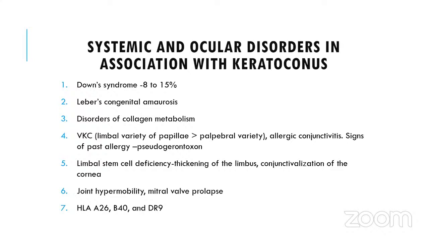Leber's congenital amaurosis, disorders of collagen metabolism, VKC, where limbal variety of papillae is more common than palpebral variety. Allergic conjunctivitis, signs of past allergy seen as pseudogerontoxon. Limbal stem cell deficiency, where there is thickening of limbus, conjunctivalization of the cornea. Then joint hypermobility, mitral valve prolapse, HLA A26, B40, and DR9 can be seen.